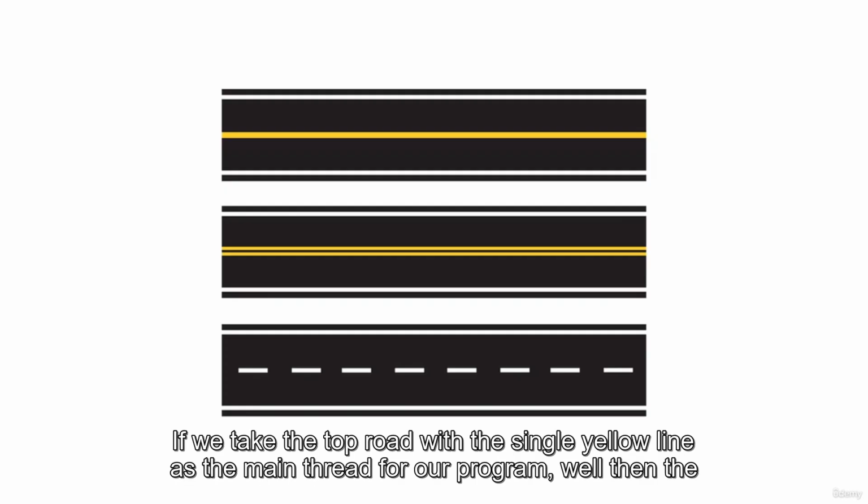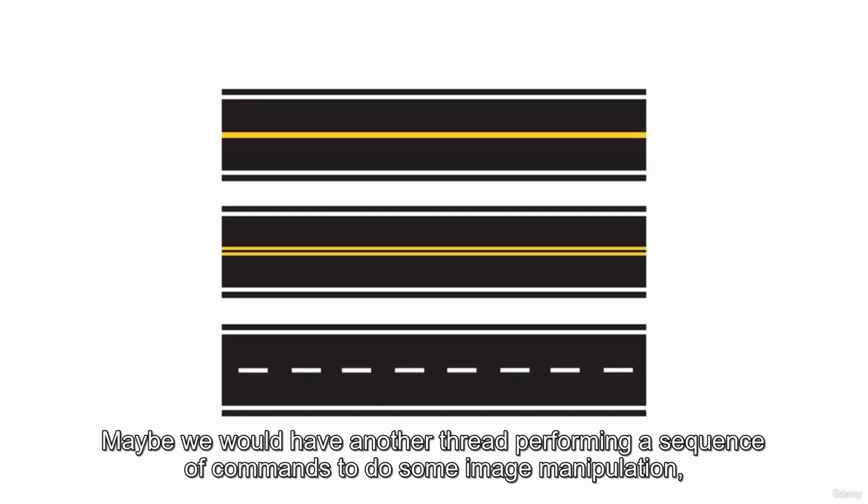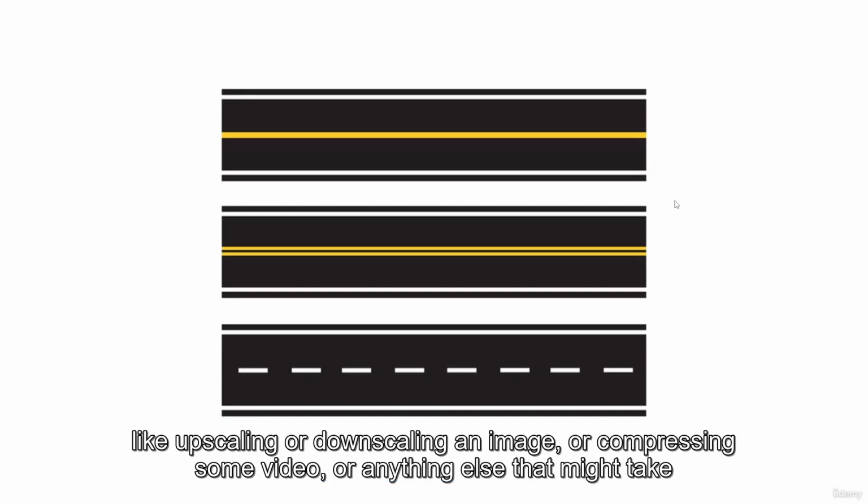If we take the top row with a single yellow line as the main thread for our program, well then the other row can represent background threads. Maybe we would have another thread performing a sequence of commands to do some image manipulation, like upscaling or downscaling an image, or compressing some video, or anything else that might take quite a long time.